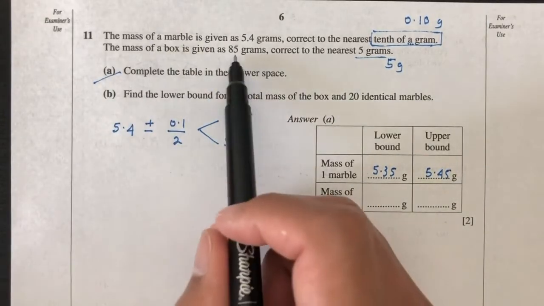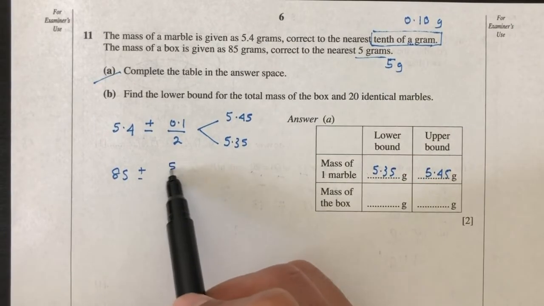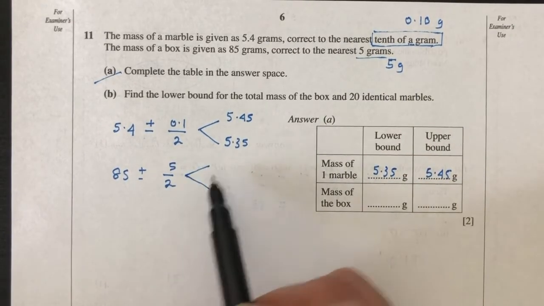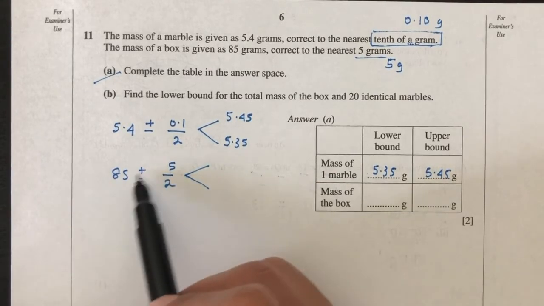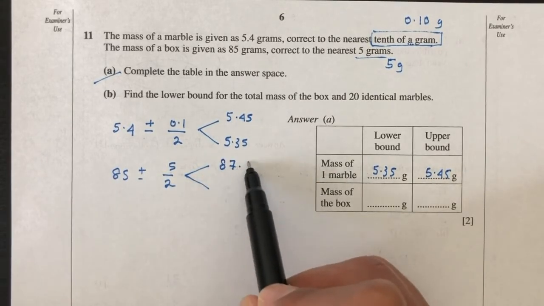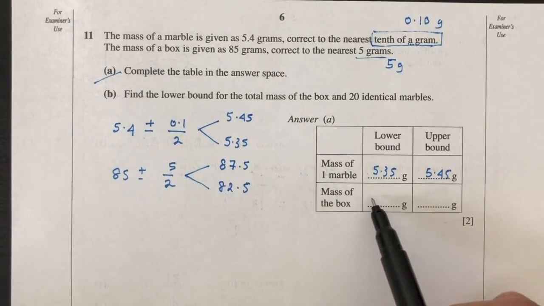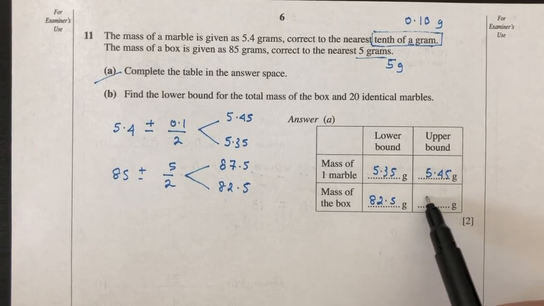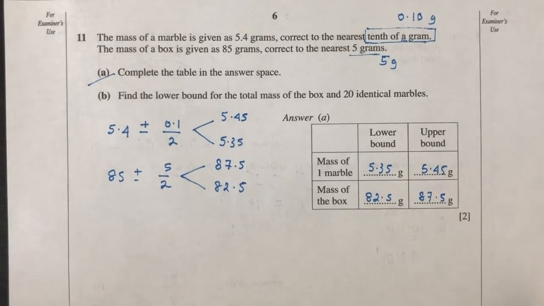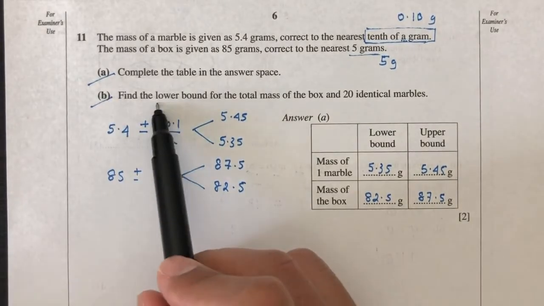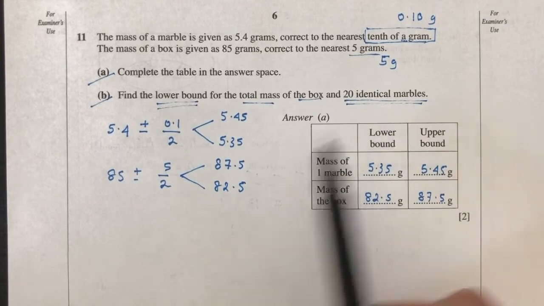So same thing for this one. The mass is 85 plus or minus 5 grams. You take 5 divided by 2, which will be 2.5. Now the first one is plus, 87.5, and then we have 82.5. The lower bound is 82.5, the upper bound is 87.5. Now for part B, find the lower bound for the total mass of the box and 20 marbles.